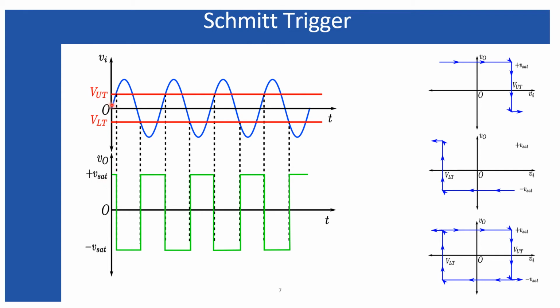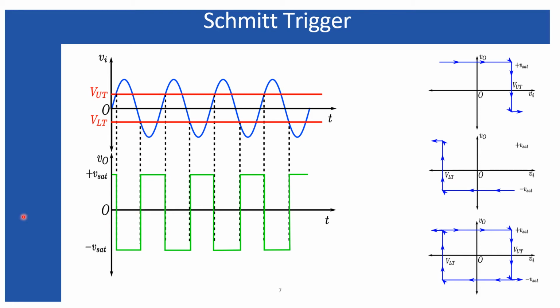And when the input voltage crosses the upper threshold voltage, the output switches to the minus saturation voltage, and at that instant the reference voltage changes to the lower threshold voltage. Right now there exists no upper threshold voltage. The reference voltage is the potential corresponding to the lower threshold voltage. Therefore, as the input sinusoidal voltage propagates over time, it must cross the reference voltage equal to the lower threshold voltage in order to change the state of the output.